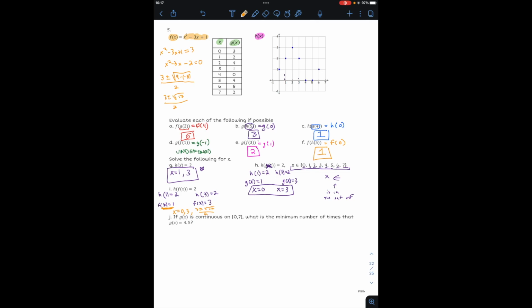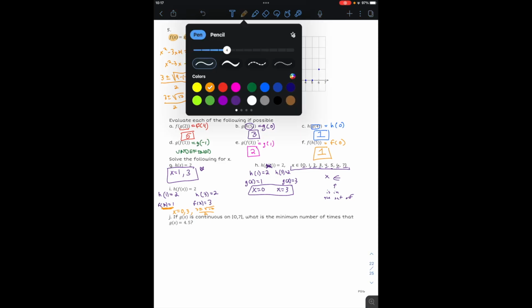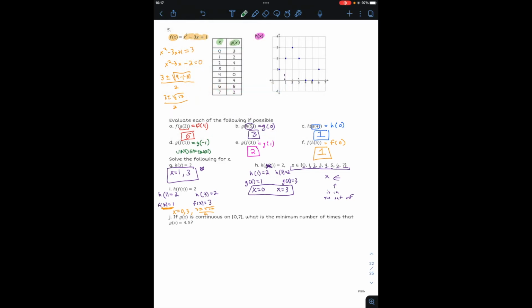Question J, if g of x is continuous on 0, 7, what is the minimum number of times that g of x equals 4.5? Okay, if g of x is continuous on 0, 7. Well, this is pretty interesting. So if we try to visualize this, say we have g of x. All right, here's a little graph.